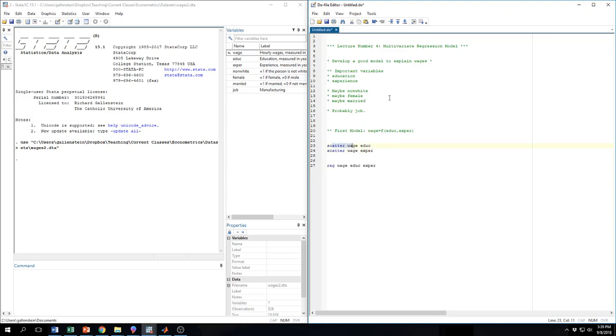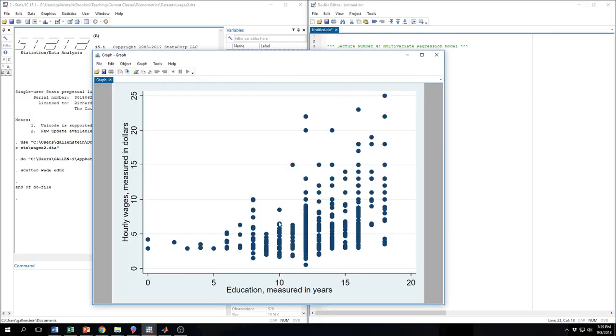Do we think that from running these scatter plots, we get an idea that there's a relationship here? Well, do you think it's increasing, flat, decreasing? I look at that and I think, you know what? I think that there's an upward trend. All right, that kind of confirms what I was thinking. More education means more wages. All right, that makes sense.